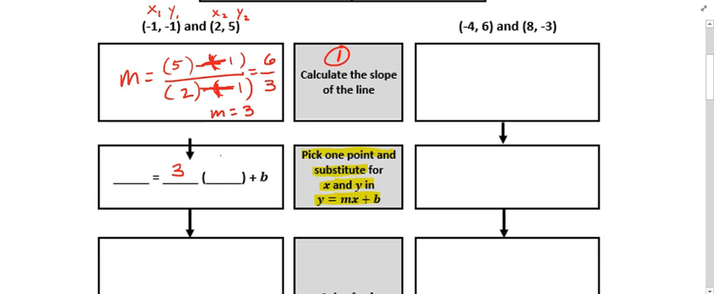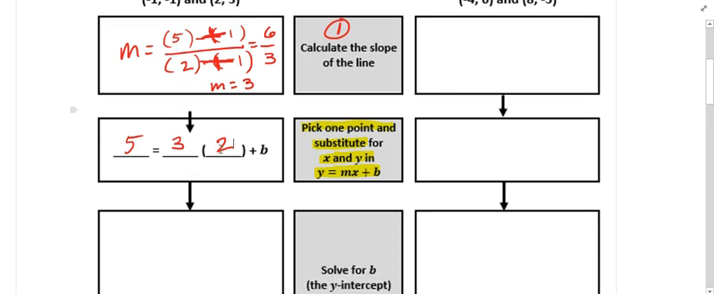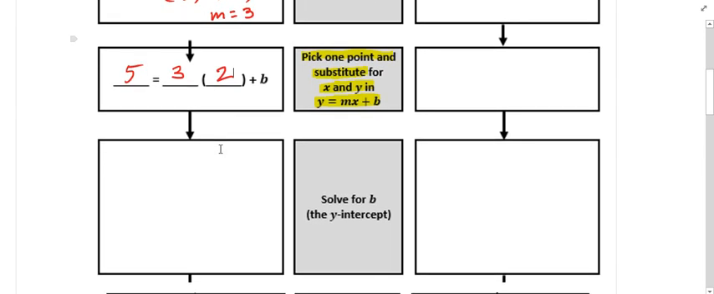3. I'm going to pick one of these points. It doesn't matter which point you pick. I'm going to pick the second one, 2, 5, because they're all positive. 5 is the y value, so we'll put 5 where the y would go in y equals mx plus b, and we'll put 2 where the x goes. And let's just simplify, or I think the next step, yeah, it says solve for b, the y-intercept.